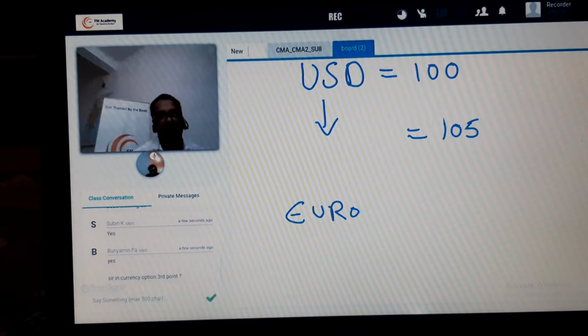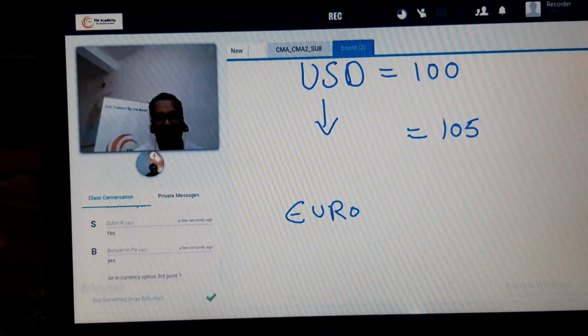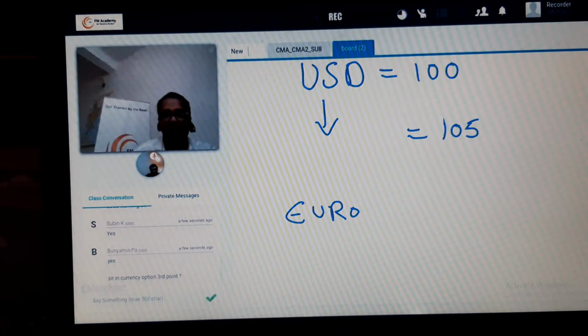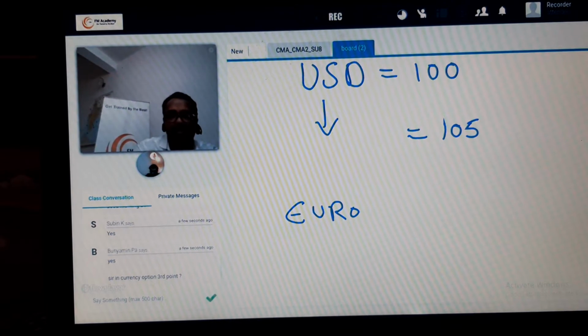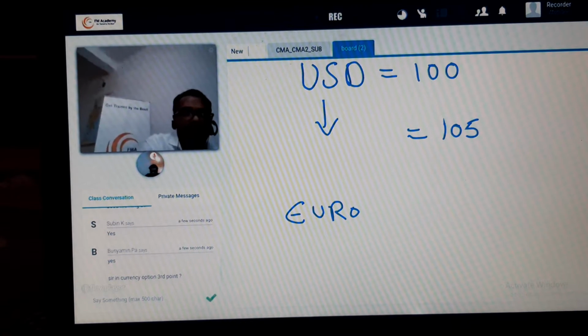Then you will have trouble. Then you should know how to exactly crack this, which I am going to tell you. Next year you are supposed to pay 105. Look at the current situation.